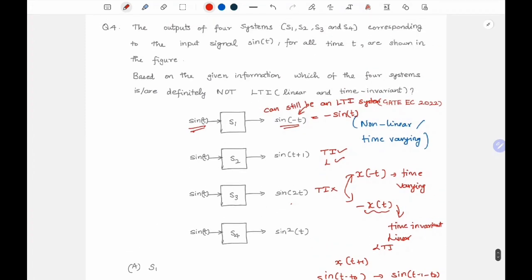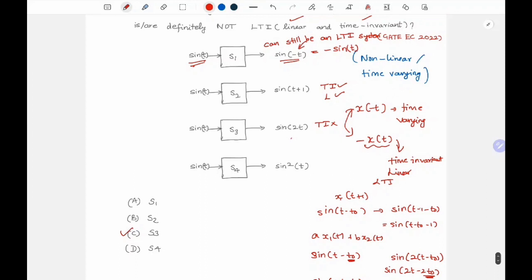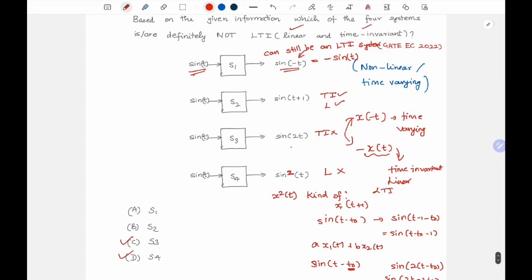So just proving that it is not time invariant, and any one, either not linear or not time invariant, is enough to say that it is not LTI. Because an LTI system should satisfy both these conditions, linear and time invariant. Since this doesn't satisfy time invariance itself, we can say S3 is not an LTI system. And the fourth system, sin t gives sin square t. Again, this is not going to be a linear system, right? Linearity is lost because of the square. It is like some x square of t, kind of. So linearity is lost. So S4 is also not going to be an LTI system.